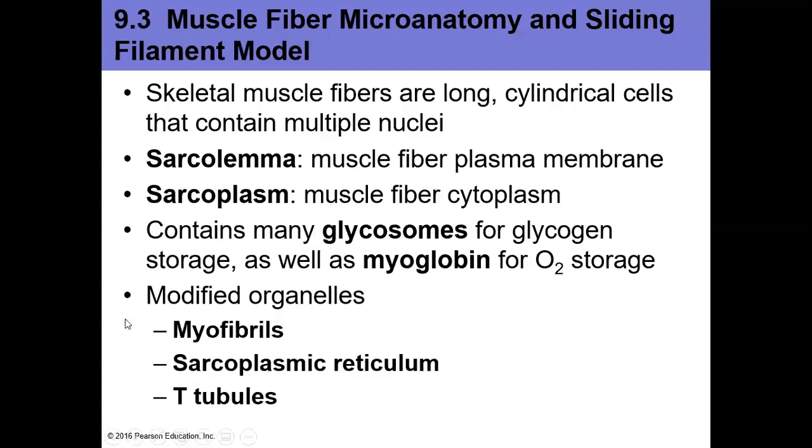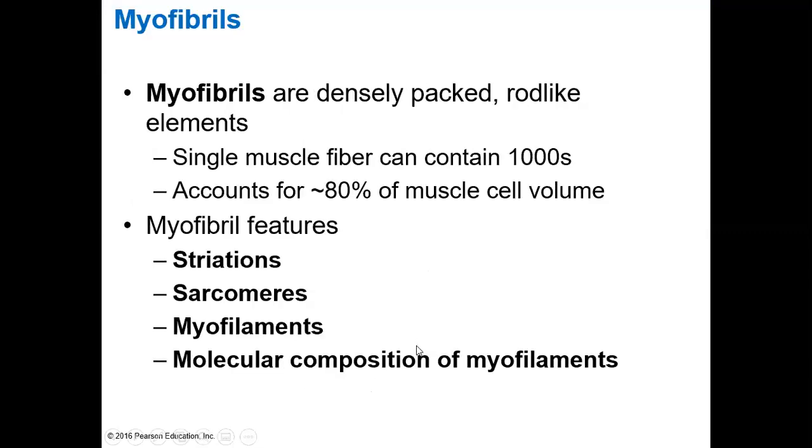Sure, they contain glycosomes for glycogen storage and myoglobin for O2 storage. I'm sure you're supposed to know that. I'm probably not going to make you know that. They have modified organelles: myofibrils, sarcoplasmic reticulum, very important, and T-tubules. In fact, they're all very important. The modified organelles are super important. The myofibrils are densely packed rod-like elements. Each single muscle fiber can contain thousands of myofibrils.